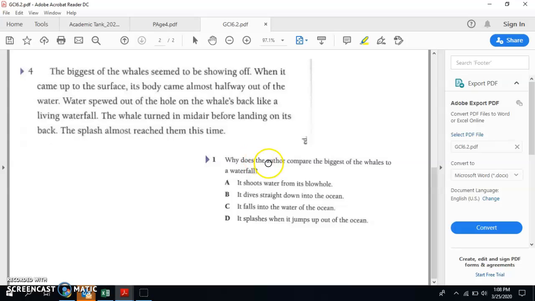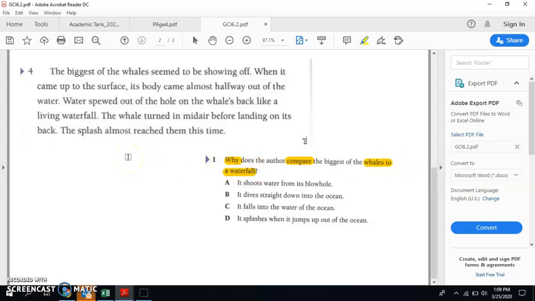It says, why does the author compare the biggest of the whales to a waterfall? So I want to understand the author. Why is the author comparing, which means how are they the same? How are what the same? Well, it says right here how the whale is the same to a waterfall.